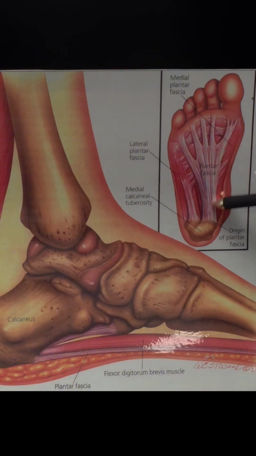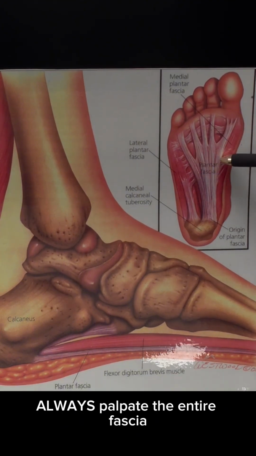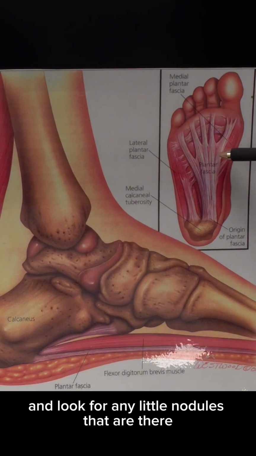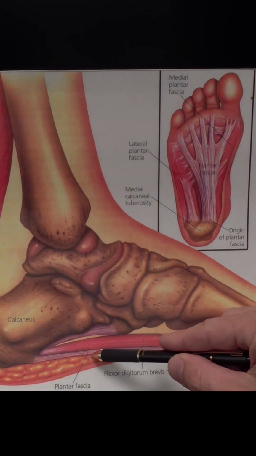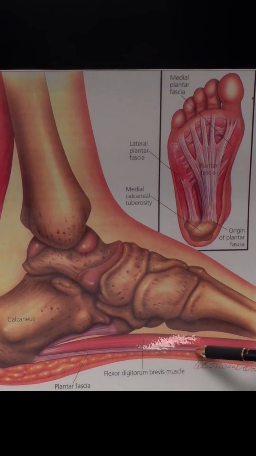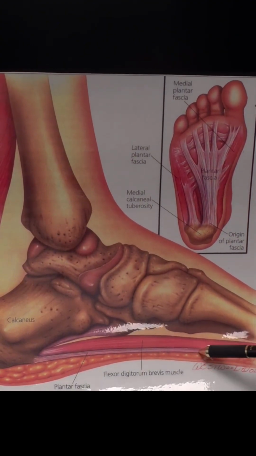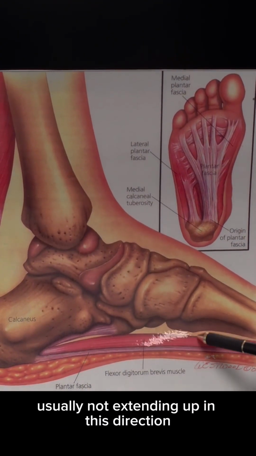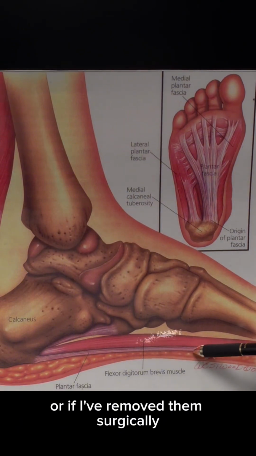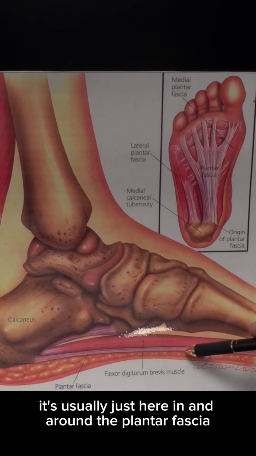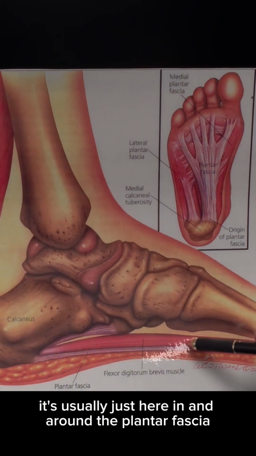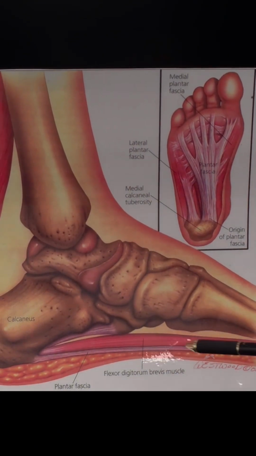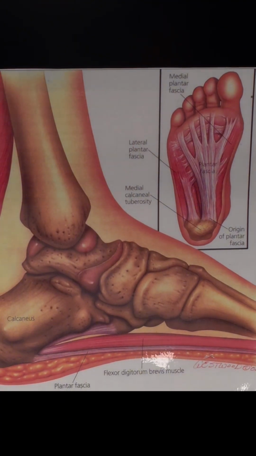However, be aware, always palpate the entire fascia and look for any little nodules that are there. And here from the bottom you would see the nodule outside on the plantar aspect of the plantar fascia here, usually not extending up in this direction, or if I've removed them surgically, it's usually just here in and around the plantar fascia, not extending into the muscle belly deeper.